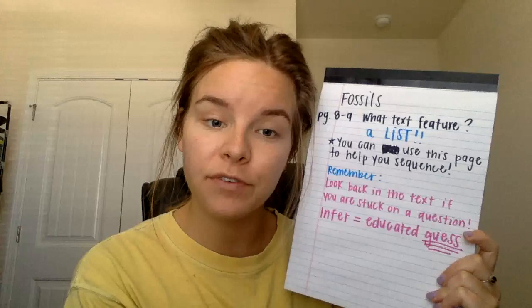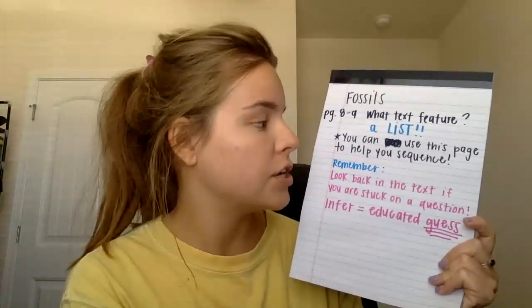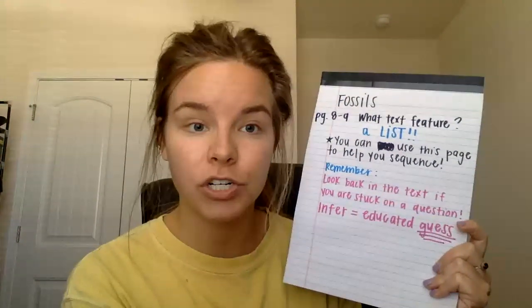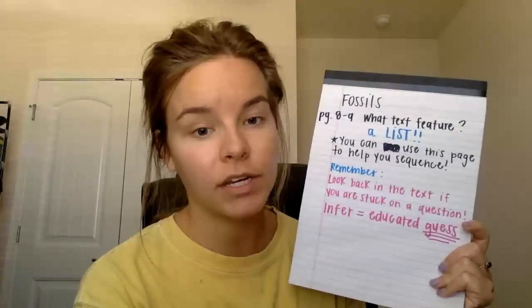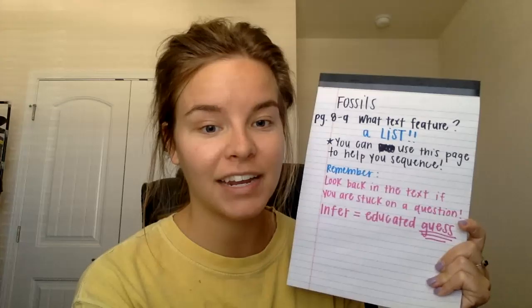But you can use these 2 pages to help you sequence, which is your activity for today. And so take a look at the numbers on the pictures, take a look at the list, and they match each other. So number 1 on the list is describing number 1 in the picture. And it's the same pictures that are on your activity for the day.